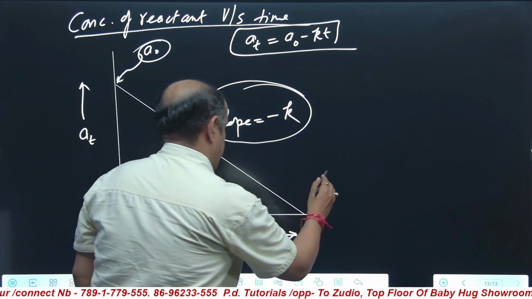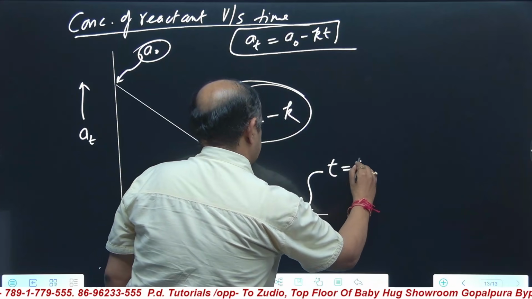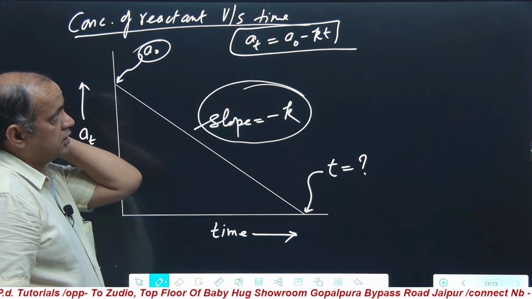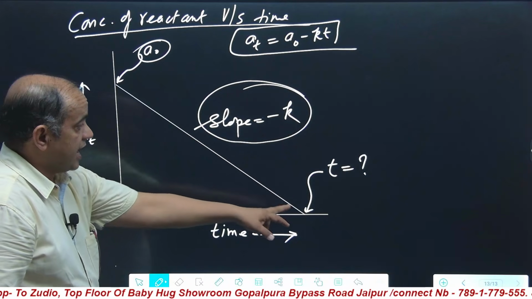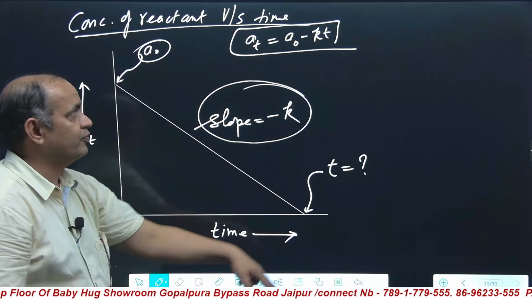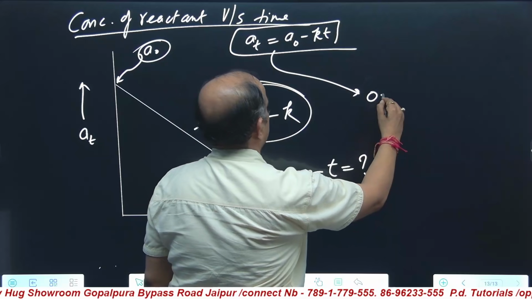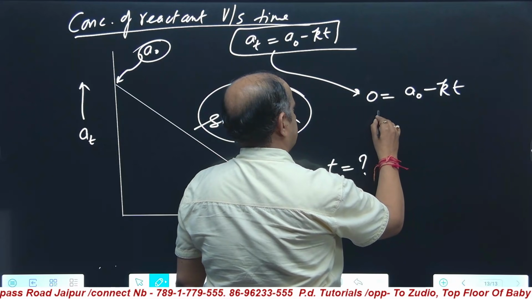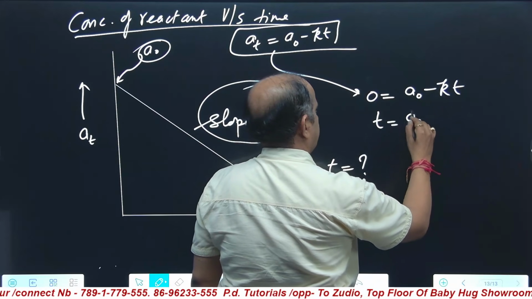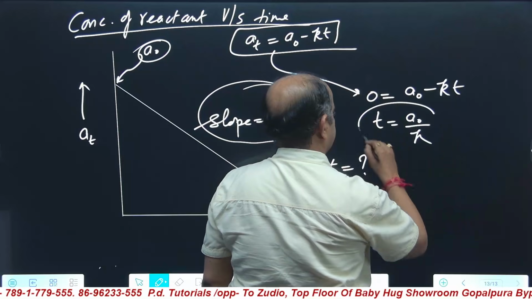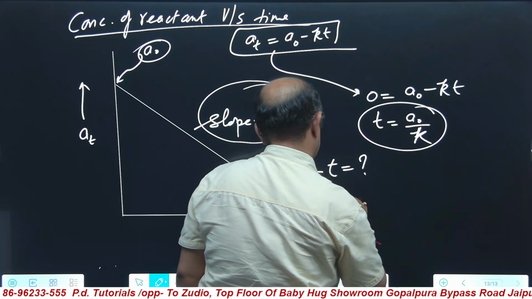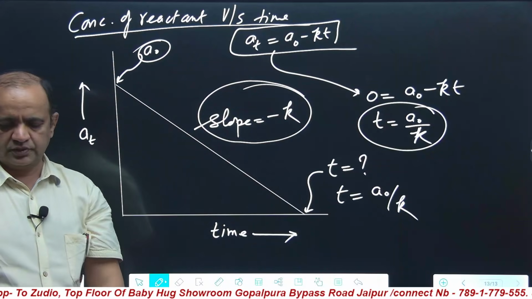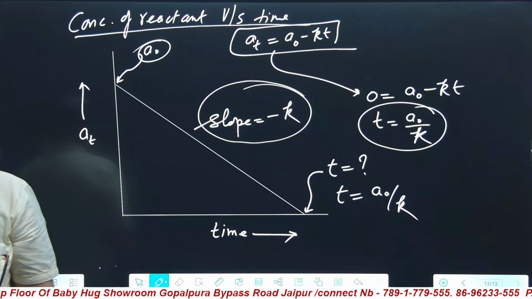Yes. What is this time? Yes, please. Good question. At this time, AT becomes 0. Put here 0. 0 equals to A naught minus KT. T equals to A naught by K. Good. Very good question. Very good. Keep it up. Yes, please copy it.